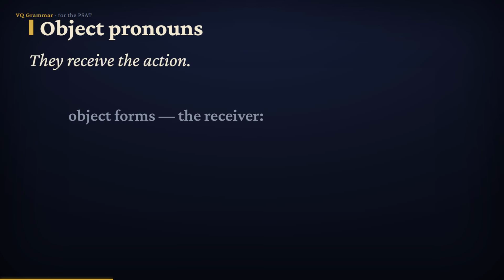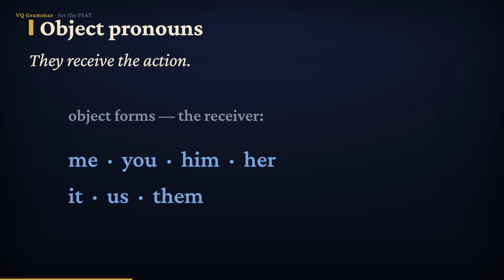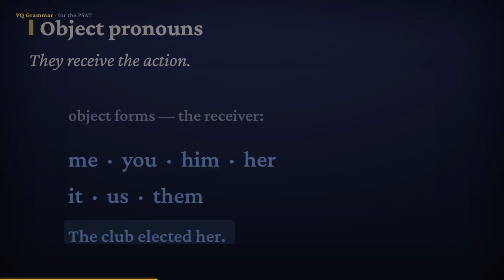The second form is the object form. An object pronoun receives the action or follows a preposition. Here they are: me, you, him, her, it, us, and them. For example, the club elected her. Her doesn't do the electing. Her receives it. The same goes after a little word like to or for. A trophy for her. When the pronoun receives the action, you reach for an object form.